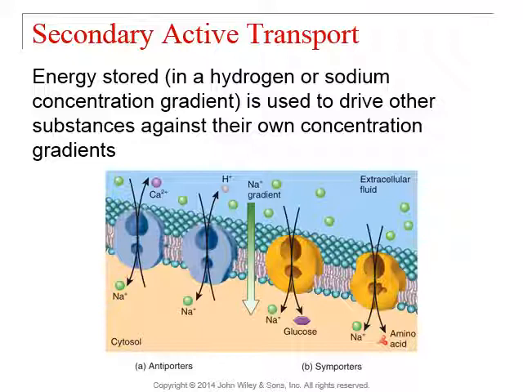So again, in this case we're going to use one molecule flowing with its gradient to expel other molecules against the gradient into the extracellular fluid, in the case of an antiporter. In the case of a symporter, we're drawing in the same direction, drawing in another molecule, in this case glucose or an amino acid, along with the sodium ions.